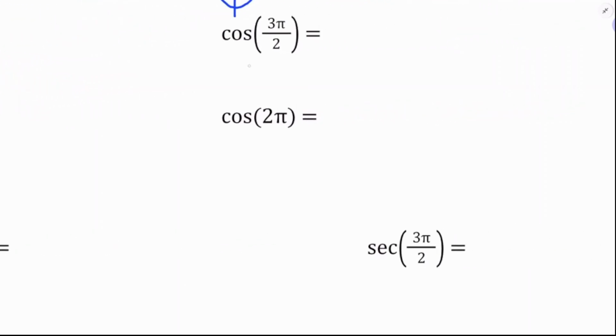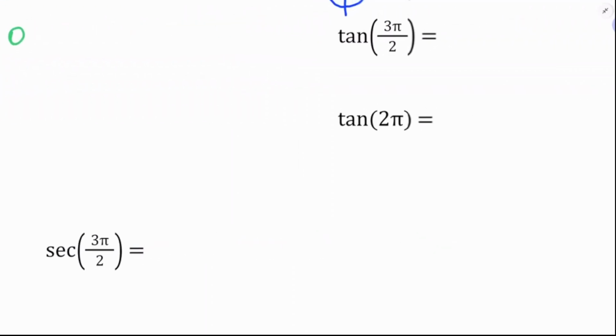Cosine of 3 pi over 2. Okay, down here at the bottom, x is 0, y is -1. The horizontal displacement from the y-axis would be 0, because I'm on the y-axis, I didn't go anywhere from it. Or you could look at the x-coordinate. Tangent of 3 pi over 2. Down here, x is 0, y is -1. Tangent is y over x. Division by 0 is undefined, so I'll say that does not exist.